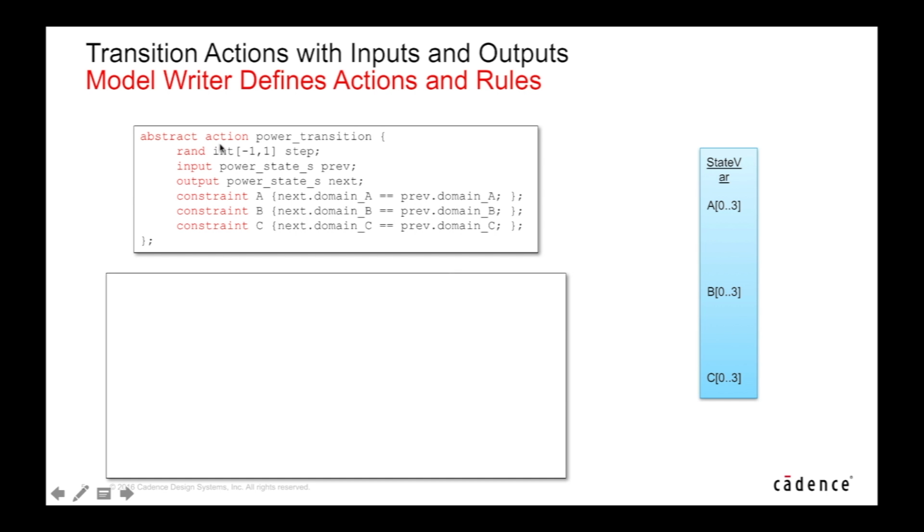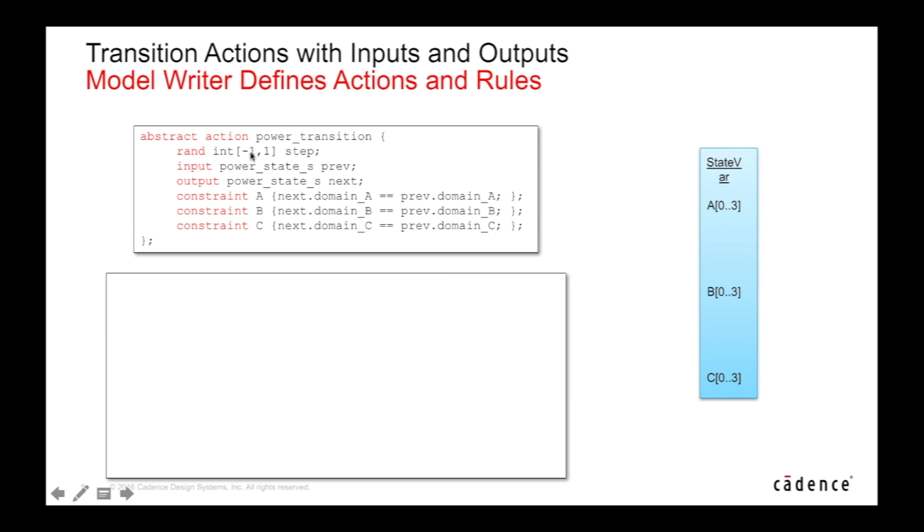It's an abstract action, which means you cannot instantiate that power transition. This is a superclass, abstract action power transition. And here we are. Part of the attribute is the step. As you remember, we can go only consecutive, so you can go either minus or plus.